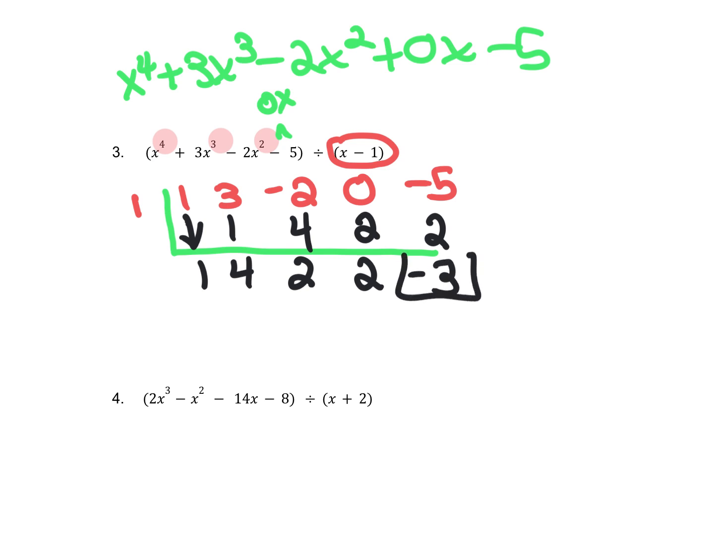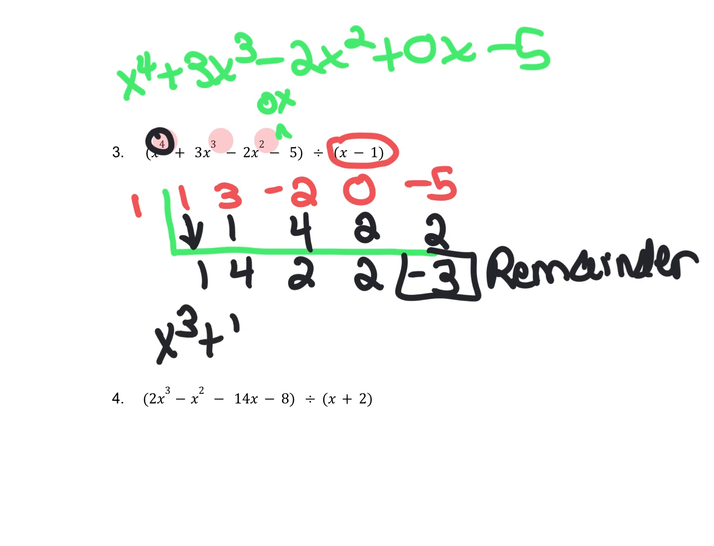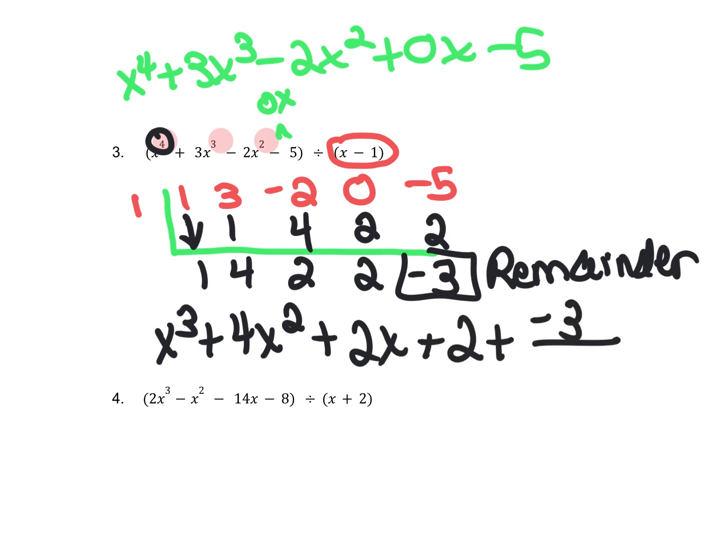That last number, remember, is always our remainder. And we started with a 4th power, which means our answer is going to be a 3rd power. So we're going to have 1x to the 3rd plus 4x squared plus 2x plus 2. And then we have a remainder of negative 3 over x minus 1.